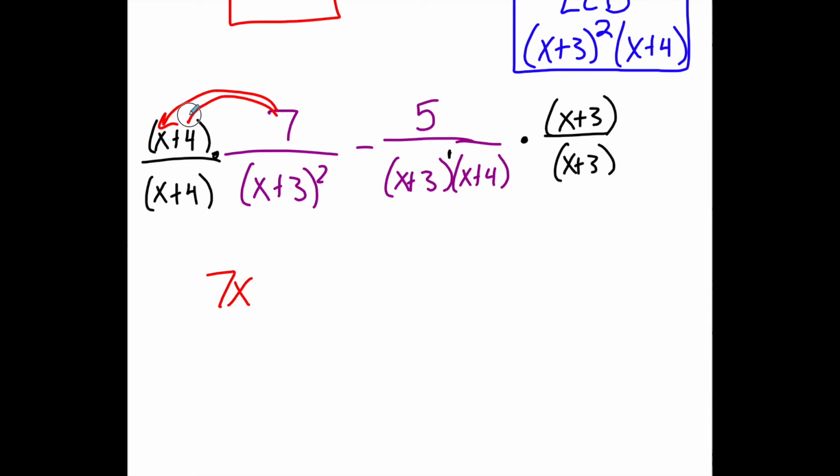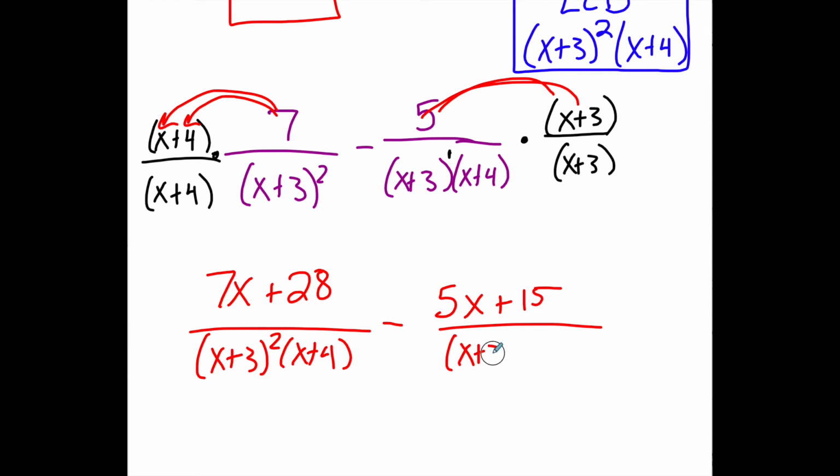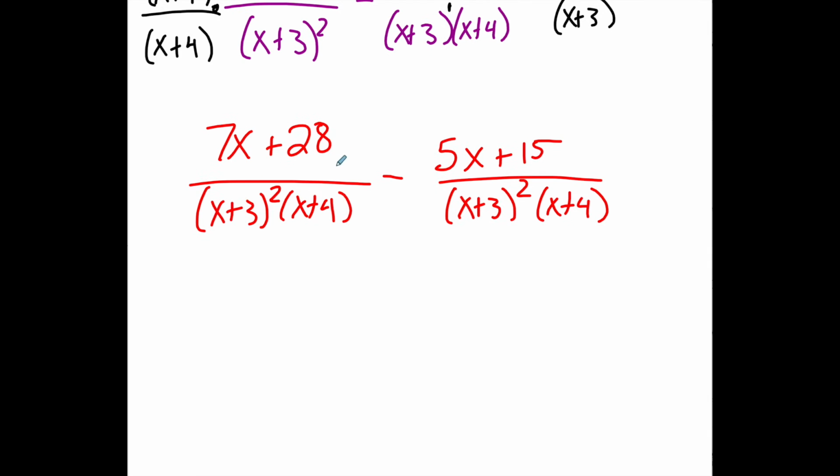I distribute the 7 to the 4, I get 28. And this now becomes (x plus 3) squared times (x plus 4). On the right, distribute 5 to the x, 5x. Distribute 5 to the 3, I get 15. And the x plus 3 comes in and becomes (x plus 3) squared times (x plus 4). Okay, folks, so now we've done this.